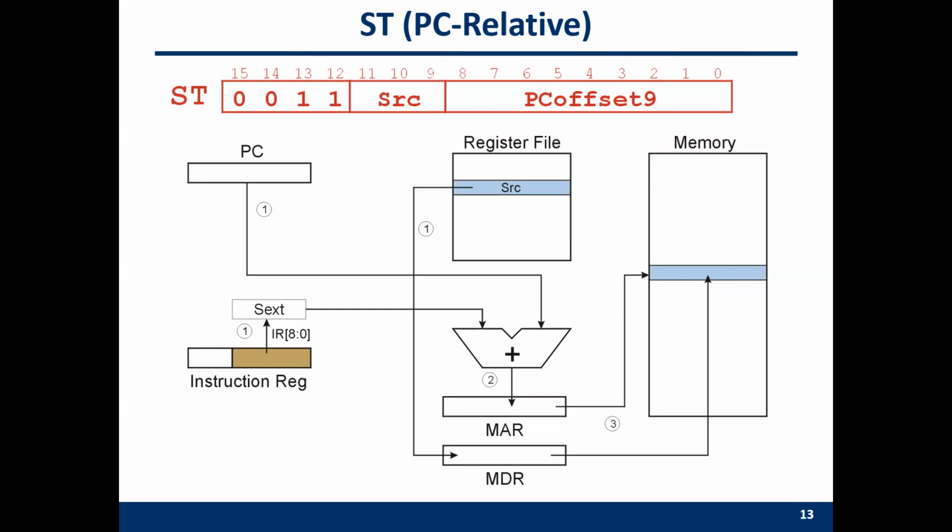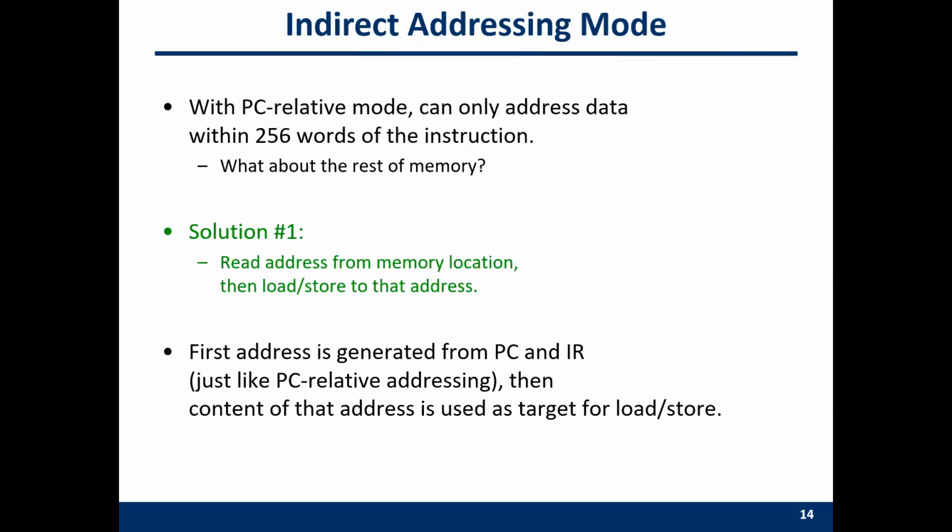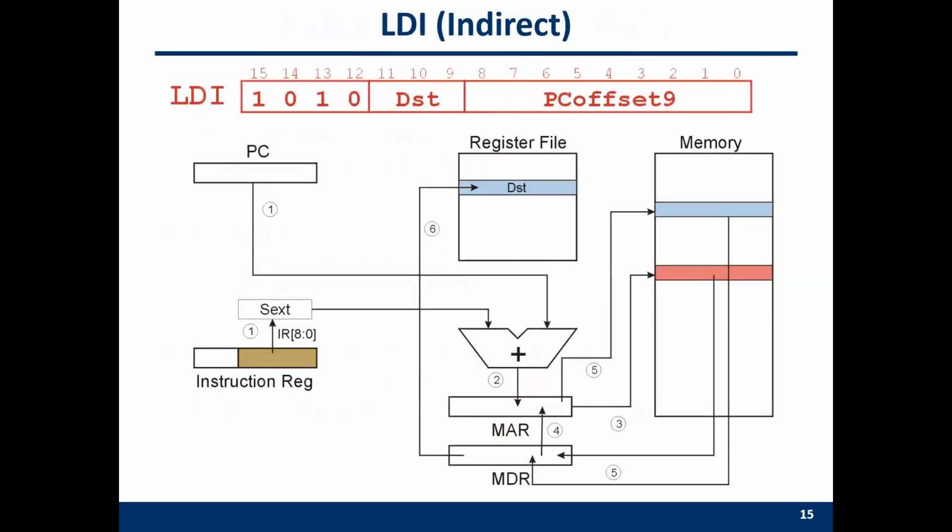The first solution is that we first change this base. We first write the new base. Then we can do the PC relative addressing mode from there. In that way, we can access the other locations. So this is our first option for the indirect addressing. This is the flow.